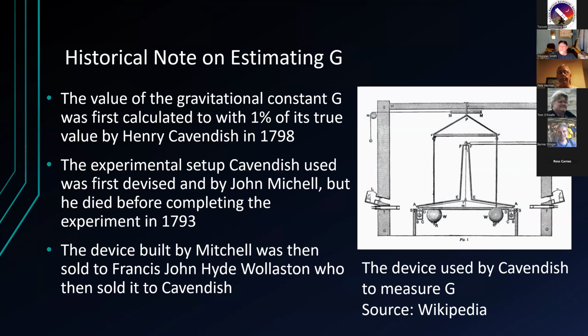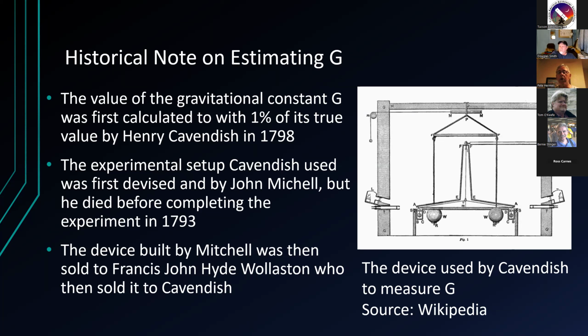So the gravitational constant G is important in Schwarzschild's equation, the Schwarzschild radius, in order to determine what the radius of a black hole's event horizon is. But there's an interesting note I found recently while looking at this: the gravitational constant was first calculated to within 1% of its true value that we know today by Henry Cavendish in 1798.